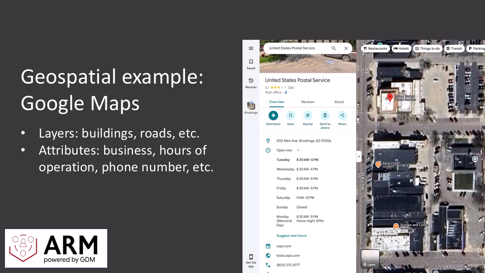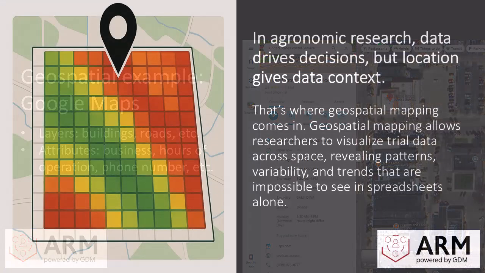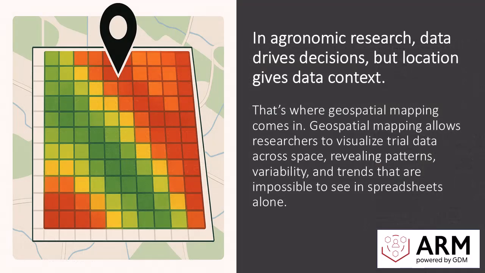When you click on a building, you can find out it's a post office, see its hours of operation, and get its phone number. In more specialized applications, like agriculture, attributes of geospatial maps can include information on treatment types, replications, and what was planted in that specific spot 2 years ago. In agronomic research, data drives decisions, but location gives data context. That's where geospatial mapping comes in.